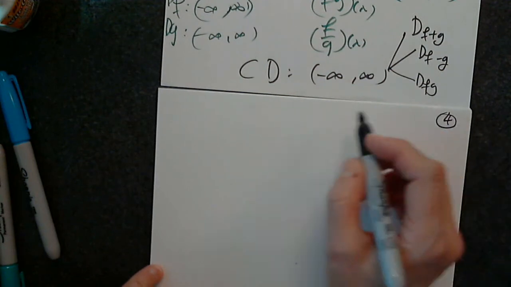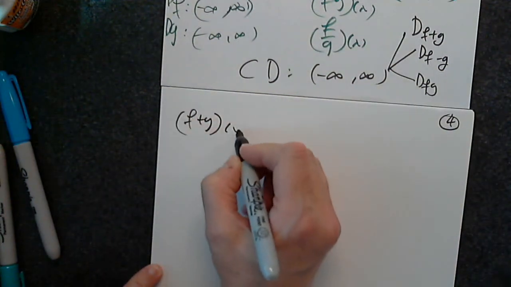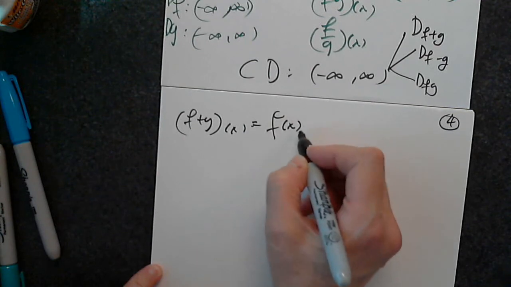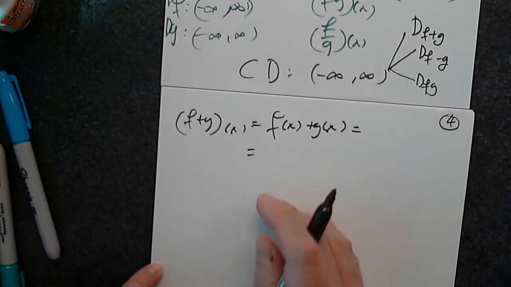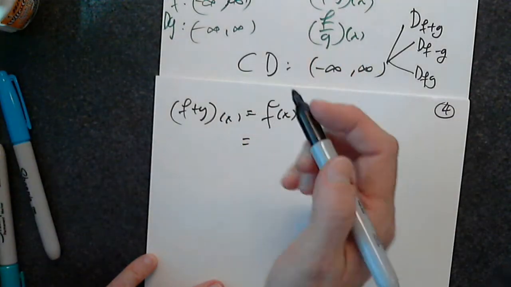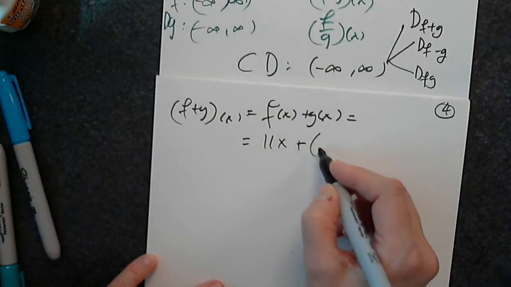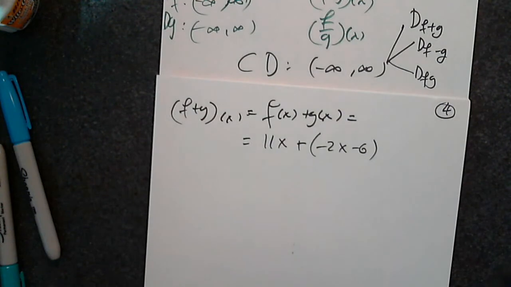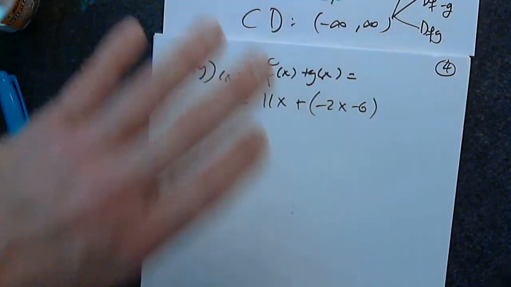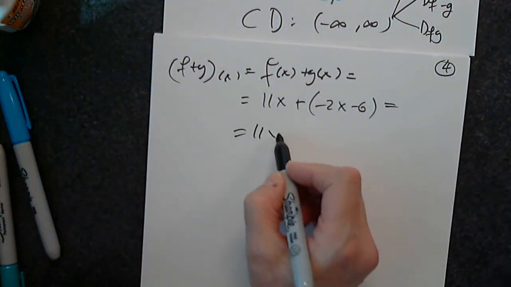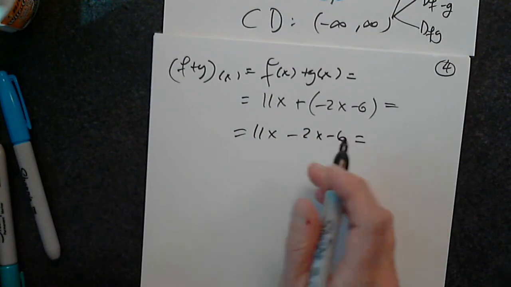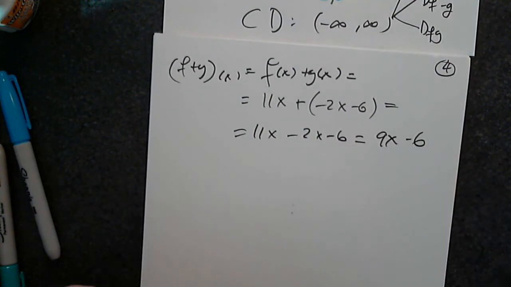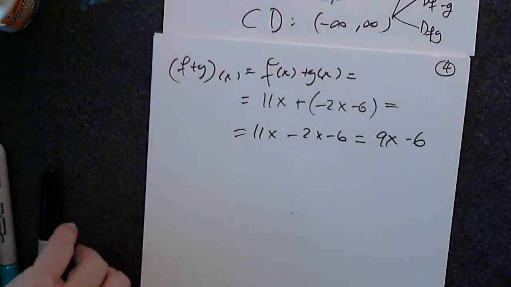Okay. So then f plus g of x, by definition, is f of x plus g of x. I copy f of x, which is 11x. I copy g of x, which is negative 2x minus 6. The reason I put parentheses is because I can have plus and minus without being separated. So this is 11x minus 2x minus 6. In other words, 9x minus 6. Any questions?